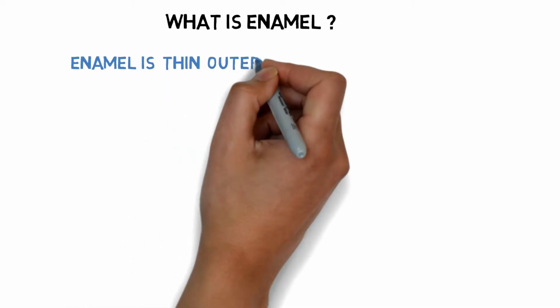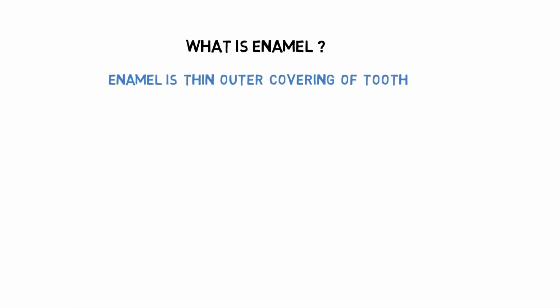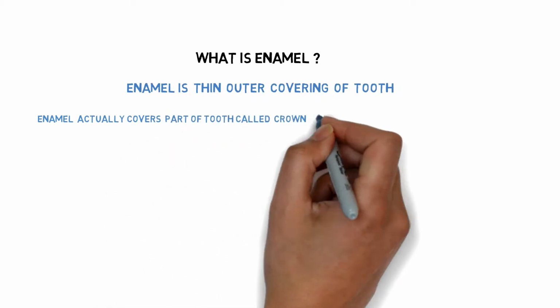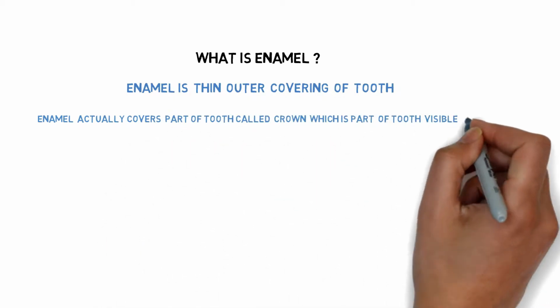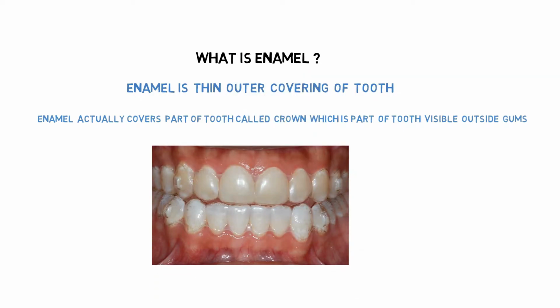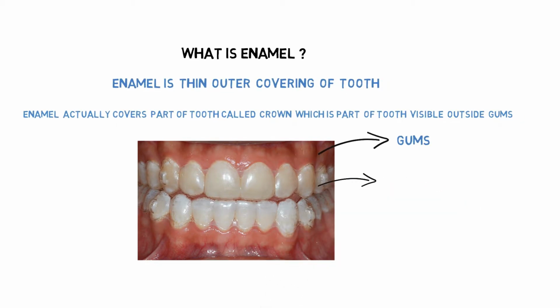Understanding the first question. Enamel is the thin outer covering of the tooth. Enamel actually covers the part of the tooth called the crown, which is the part of the tooth visible outside the gums. In this picture, the pinkish tissues are gums, while the visible teeth are called crowns, made of enamel.